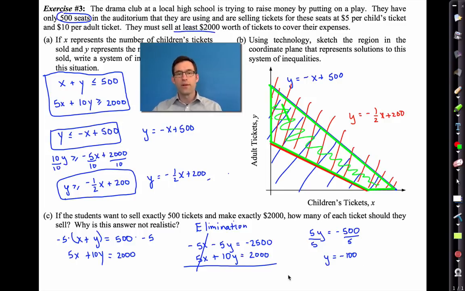Now, of course, that's not realistic because we can't sell a negative amount of tickets. It's a non-viable solution. Can't sell a negative amount. Just can't do it. All right. So I'm going to clear out all of this and then we'll wrap it up.